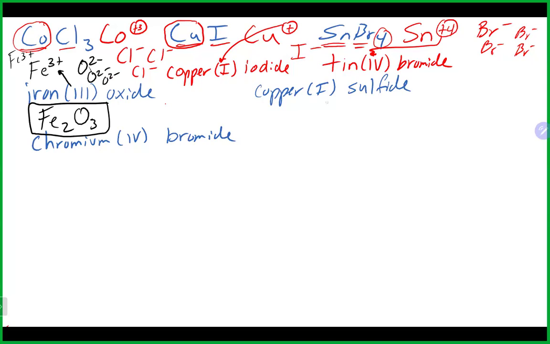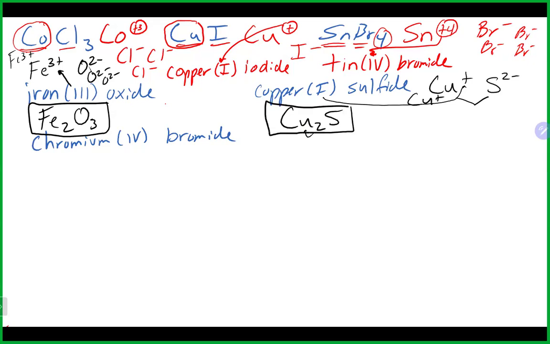Looking over here at copper Roman numeral 1, that tells me my copper is carrying a +1 charge. Sulfide is sulfur from the periodic table, which is group 6, has a -2 charge. In this case, I need more of the copper, a grand total of 2 of them, which means I should have 2 coppers, right? That's where the number goes, and 1 sulfur in this case, right? Make that more of an S. Any questions on that one there?